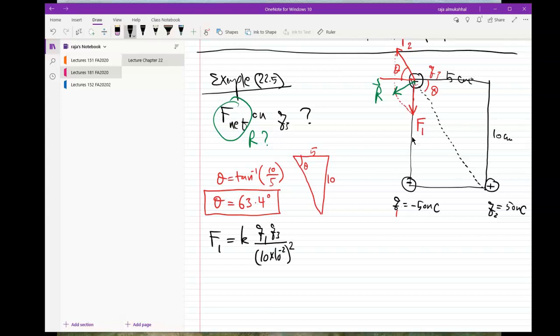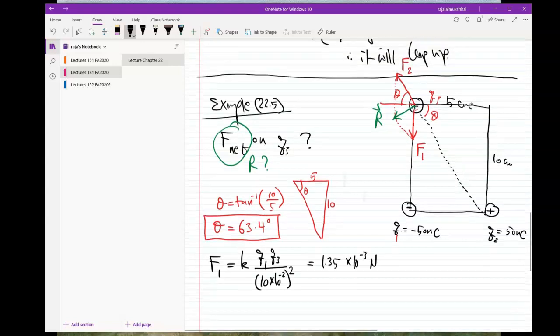And when we do that, I will end up with, I'm looking at my notes here, I'm doing it with a little bit different notation, but anyway, 1.35 times 10 to the negative 3 Newton. Okay? All right.